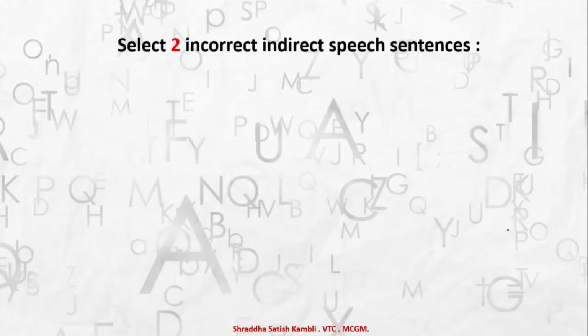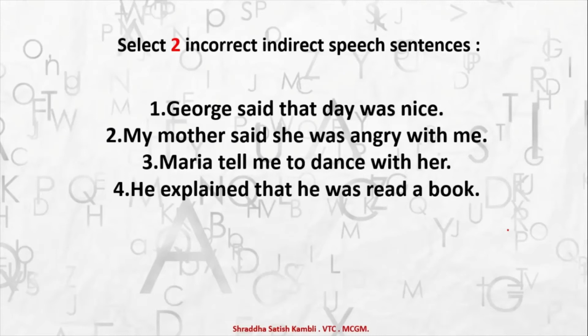Coming to the third example here, we have George said that day was nice. My mother said she was angry with me. Maria tell me to dance with her. He explained that he was read a book. So come on, let's see which 2 are wrong. So pause the video and try to find out the wrong answer.